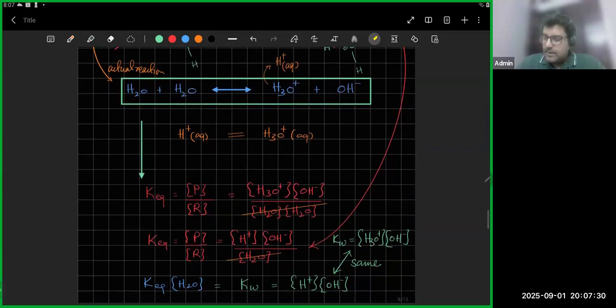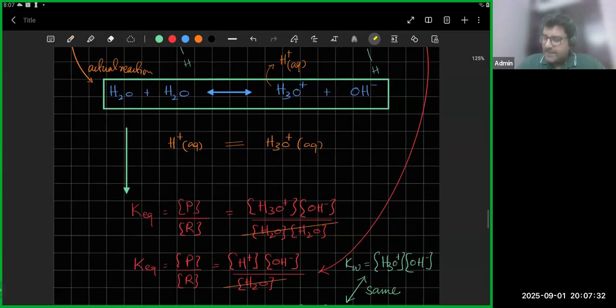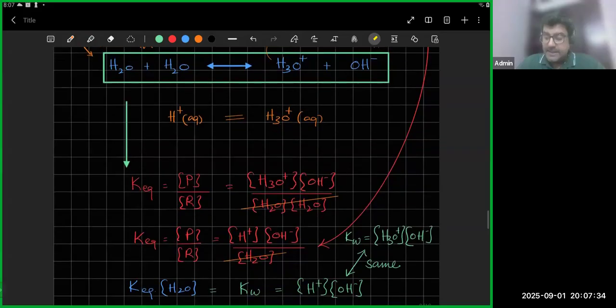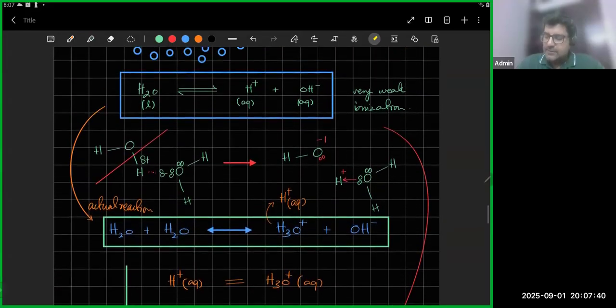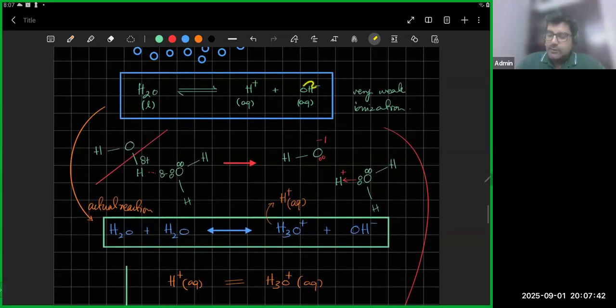Now, what I then explained to you was that there's an equilibrium constant, which is product concentration divided by reactant concentration. Water ionizes, so your equilibrium constant is what? It's basically the product concentration.